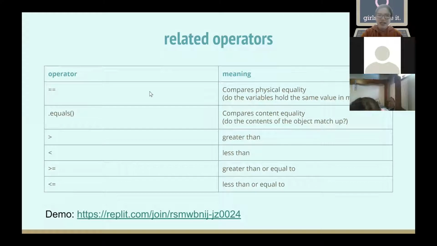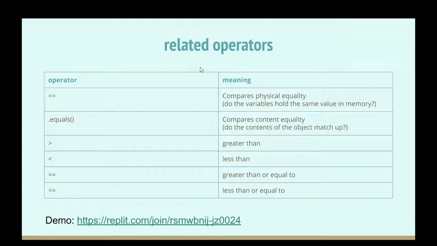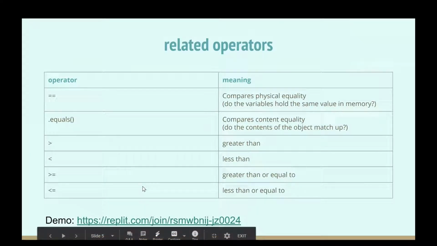So the first one is we have this double equals, and this compares physical equality. So do the two variables hold the same value in memory? And then the second one is a dot equals, so an equals method. And this compares content equality. So are the contents of these two variables the same? Then we have greater than, less than, greater than or equal to, less than or equal to. I think these last four are self-explanatory.